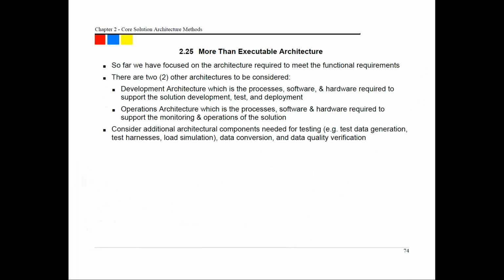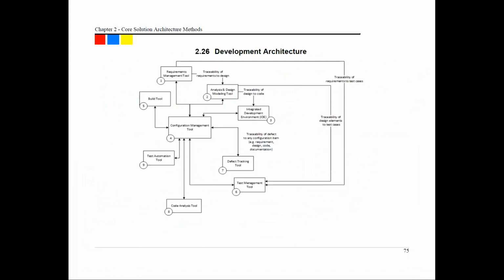So architecture required to meet the functional requirements is important. That also will have some bearing on the development architecture and the operations architecture. So development operations is, what architecture is required to support development, test, and deployment, and then operations architecture is, what's the process of software and hardware required to support the monitoring and the operations of the solution. And so, think about the architectural components that are needed for testing, data conversion, data quality verification, etc.